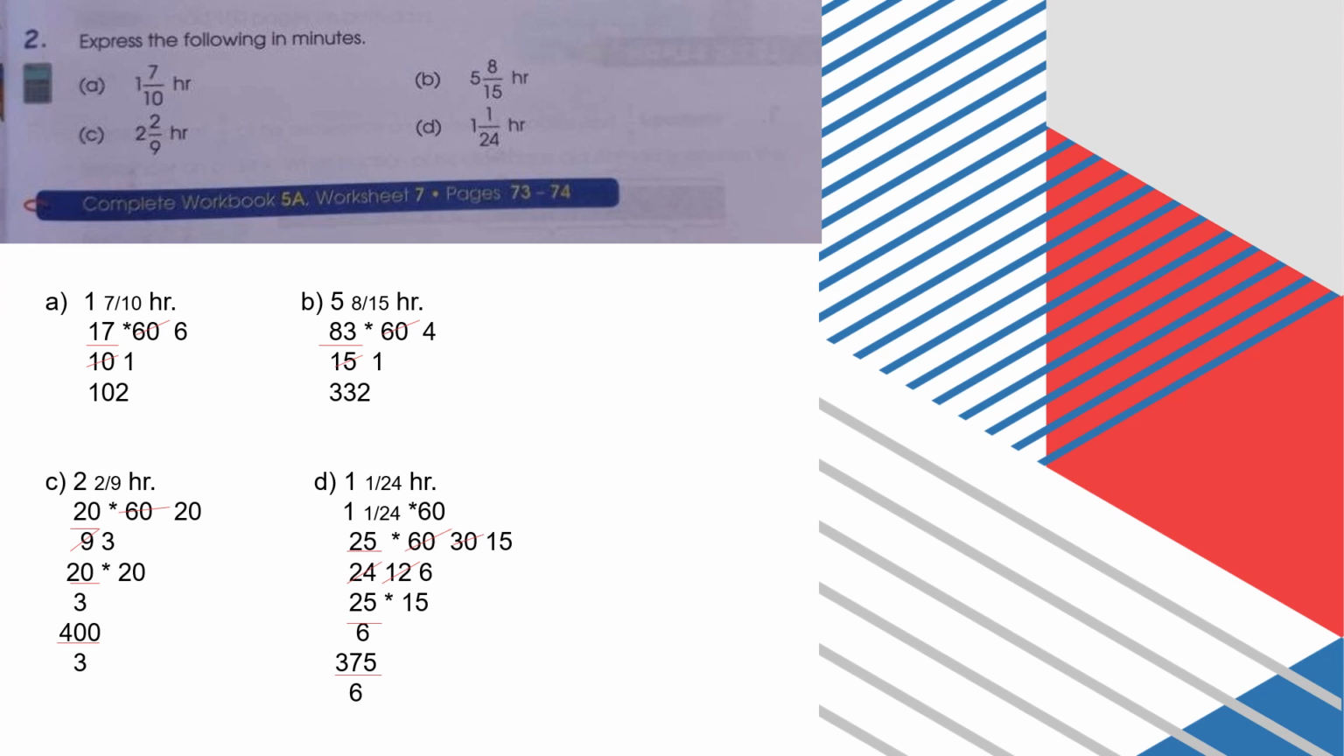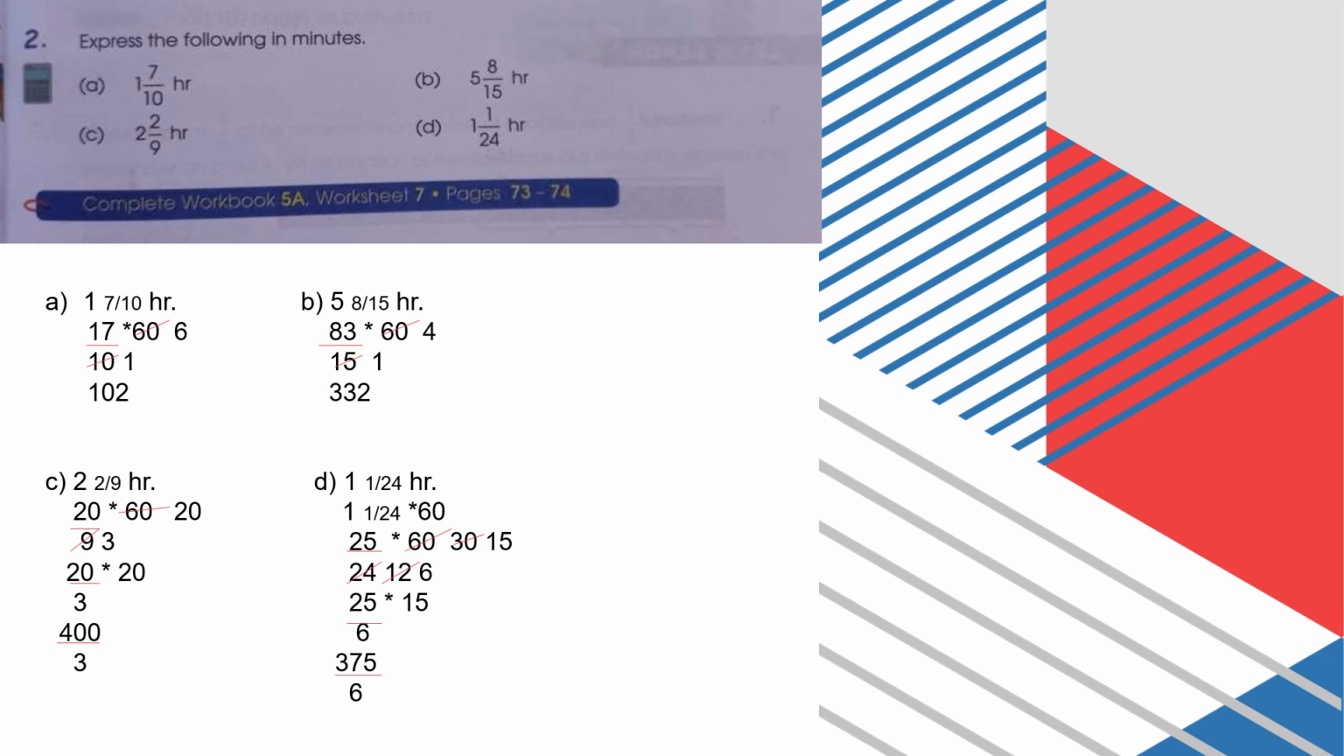In part C, we have 2 whole number 2 over 9 hours. So first we are going to convert 2 whole number 2 over 9, and we have 20 over 9 multiplied by 60. Again, 9 and 60 can cancel out with each other. So we have 20 divided by 3 multiplied by 20. So 20 is going to be multiplied by 20 because they both are in the numerators, and 3 comes out as it is in the denominator.